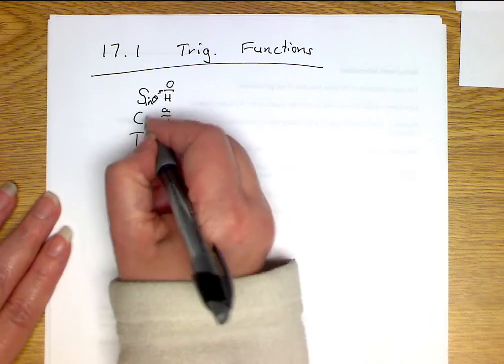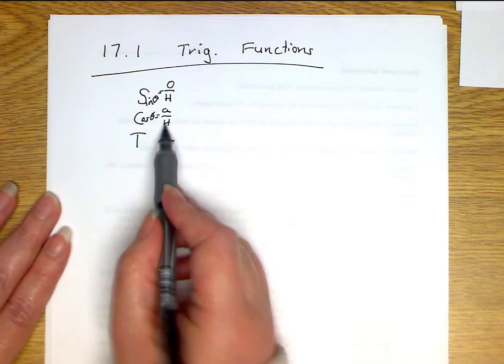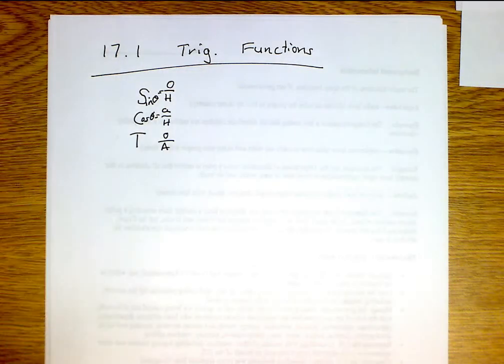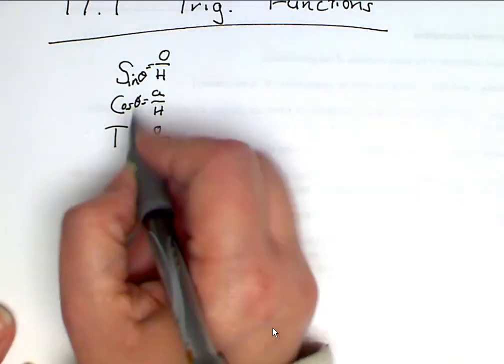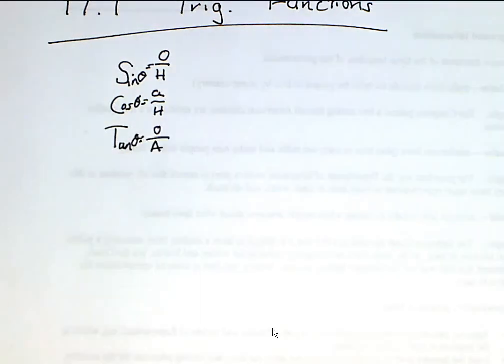Your cosine of theta is adjacent over hypotenuse. And I can definitely make this bigger. And then tangent of theta is equal to opposite over adjacent.